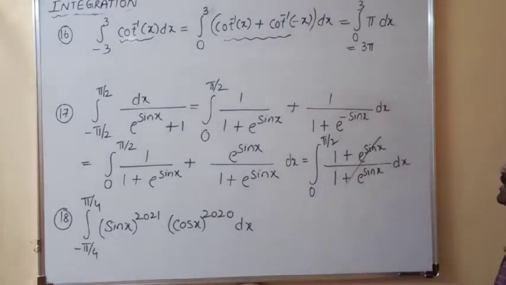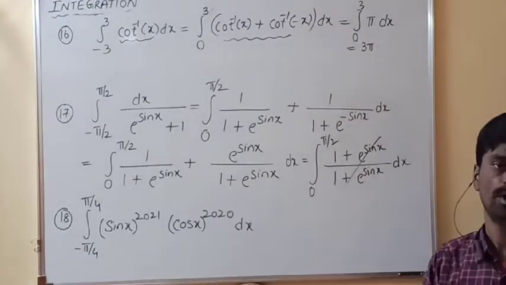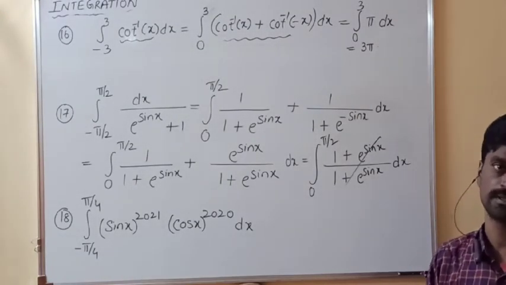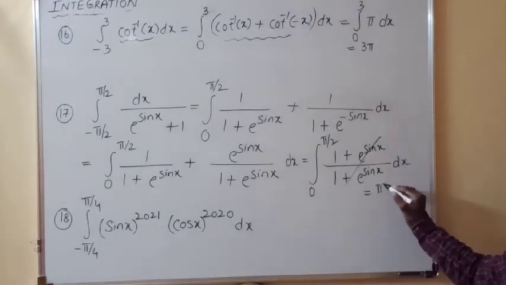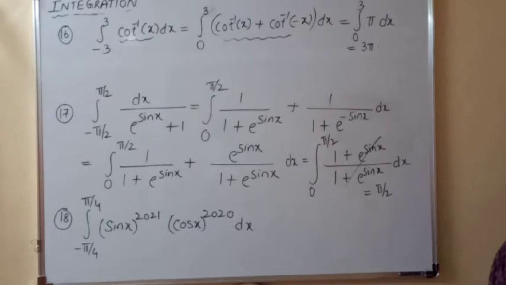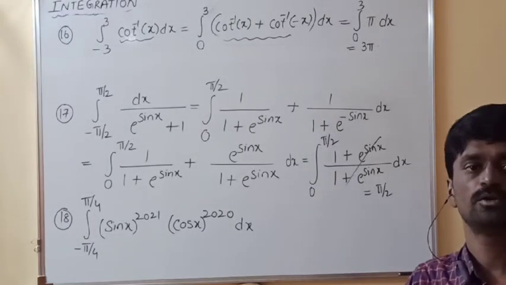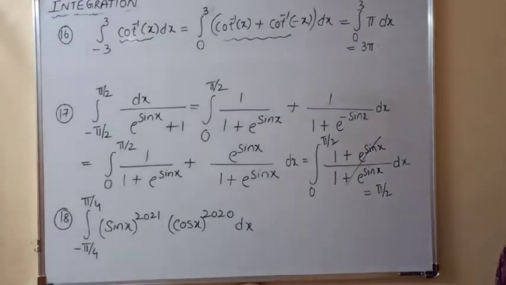So both get cancelled. So what do you get? Integral 1 into dx. Integral 1 into dx is x. Applying the limits, what do you get? So actually what do you get after cancellation? Integral 0 to pi by 2, 1 into dx. Integral 0 to pi by 2, 1 into dx is x. Applying the limits from 0 to pi by 2, what do you get? Pi by 2 minus 0, pi by 2. So that was the answer.